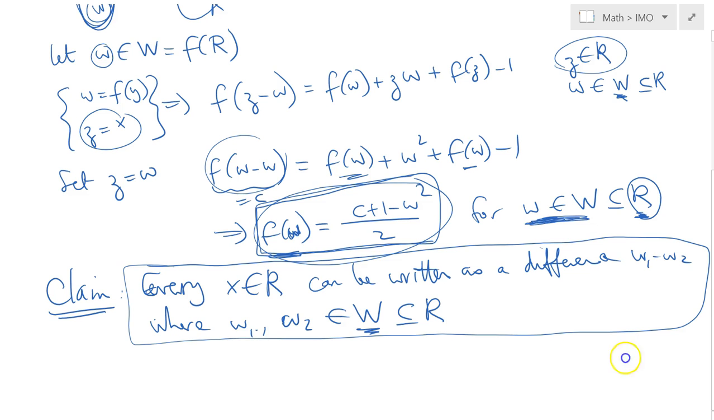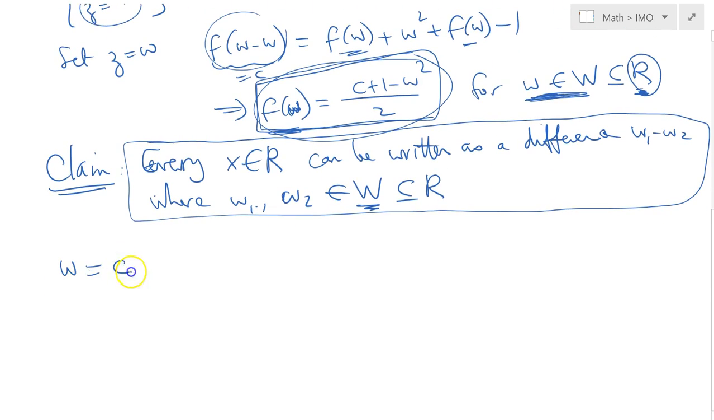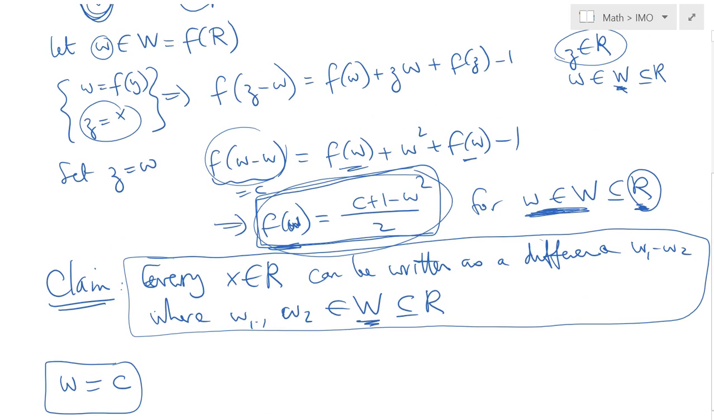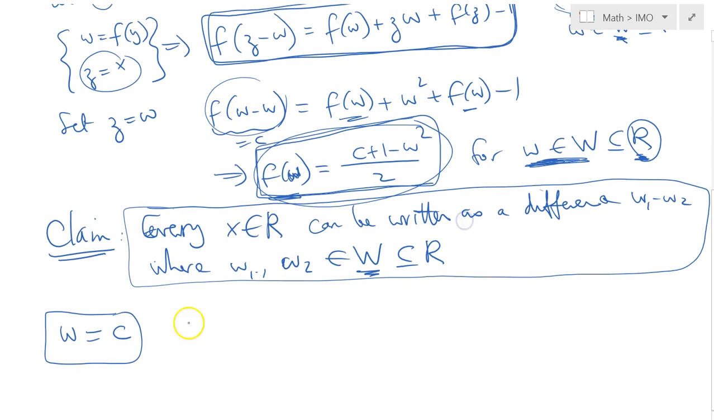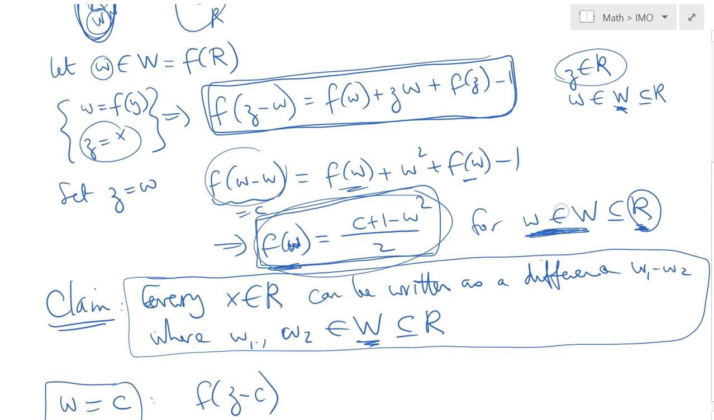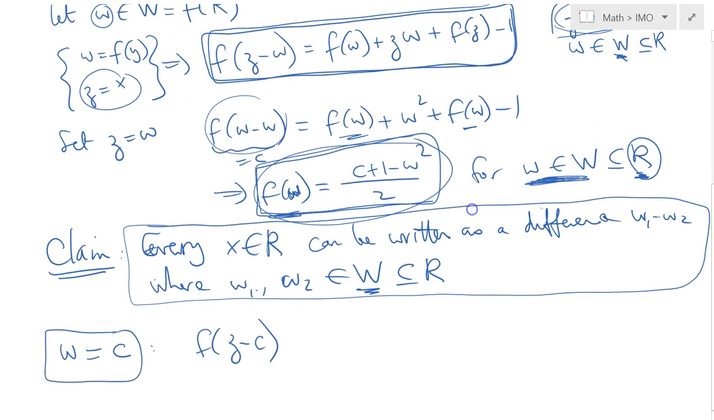So let's start by the following. For w equal to c, remember c is equal to f of 0. If I replace w with c in our functional equation, namely this one, see what we get. We have f of z minus c. By the way, remember here that z was any real number, so that's good. This is equal to f of c plus z times c plus f of z minus 1.